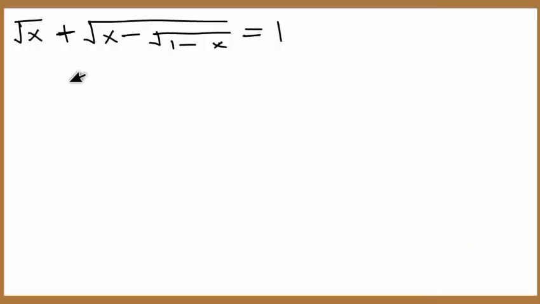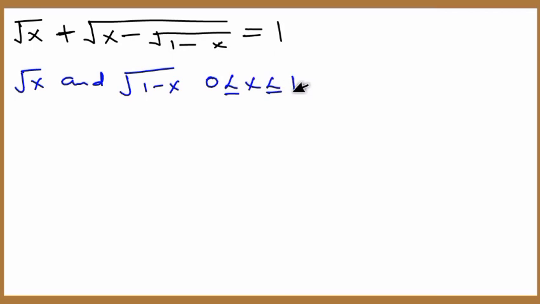Now first of all, you have to take note that the presence of the term root of x and root of 1 minus x shows that 0 is less than or equal to x, less than or equal to 1. So with that, we can form a nice equation from this. So forming a nice equation, I will have root of x minus root of 1 minus x equals 1.